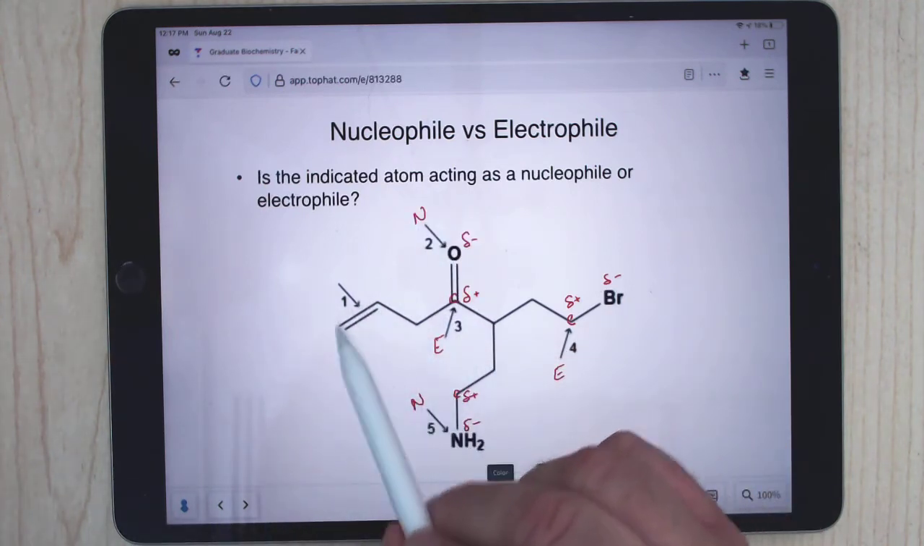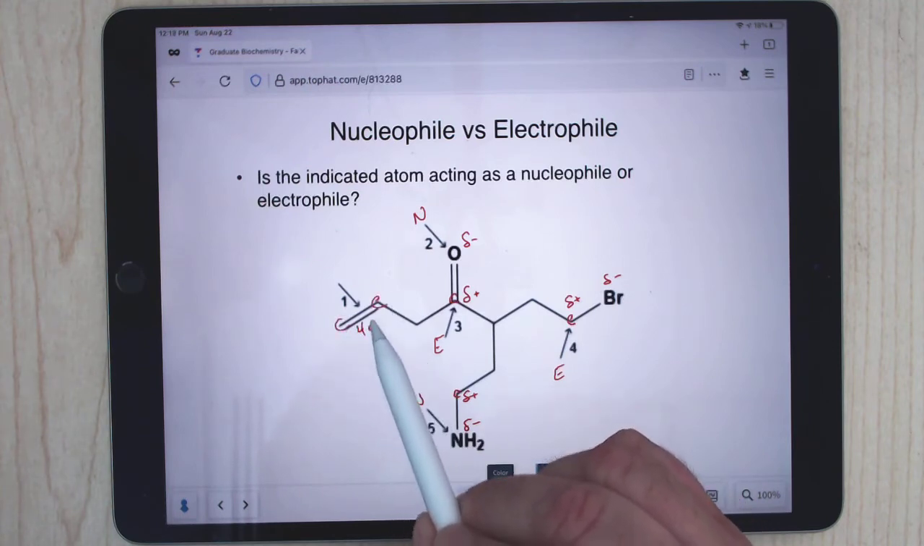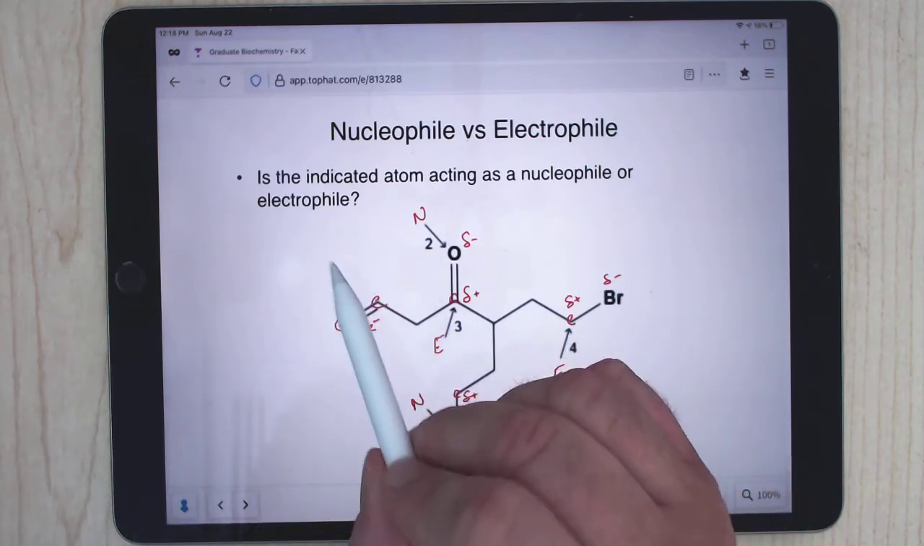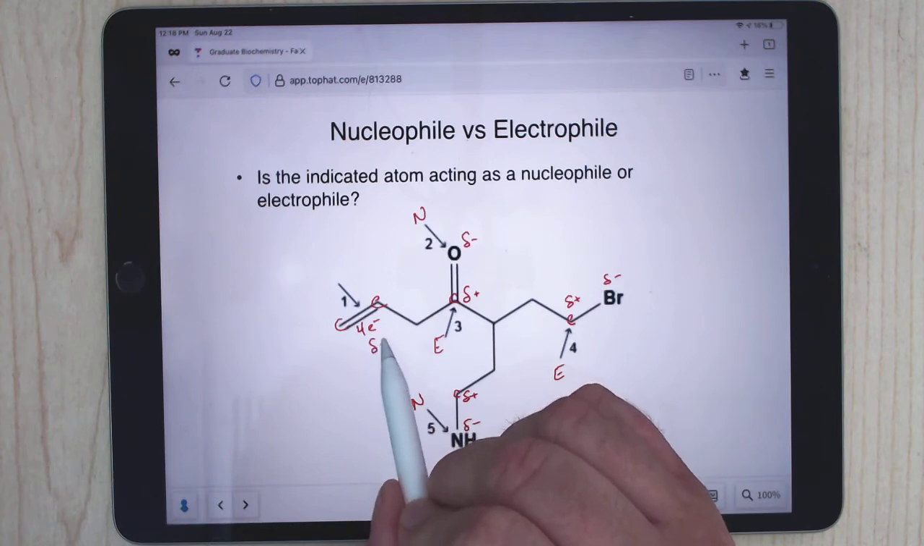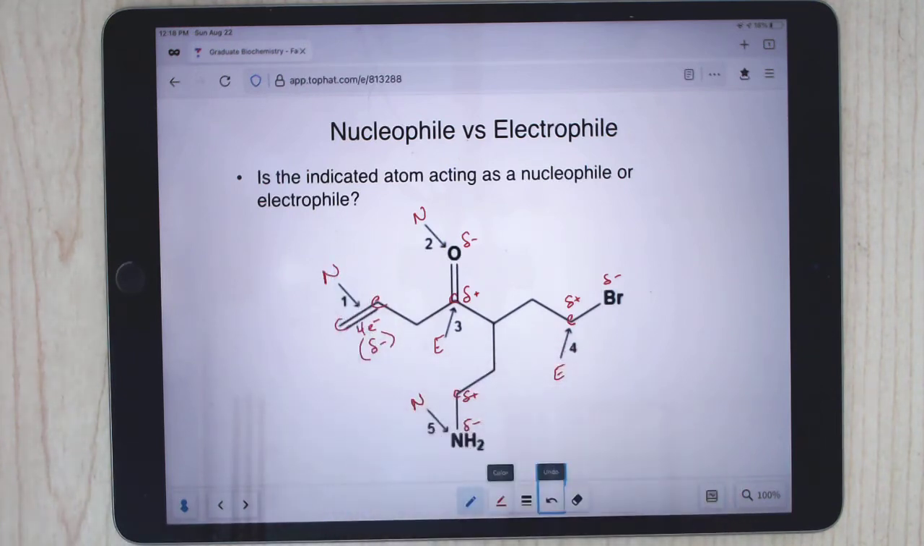And then for this carbon-carbon bond here, remember there are 4 electrons in that double bond, and so that's going to have negative character to it. That's going to result in it being partial negative, and so that makes this a nucleophile.